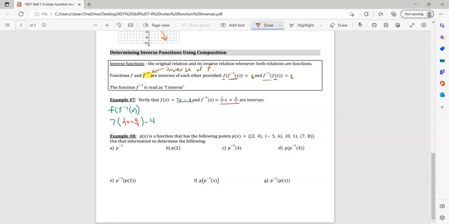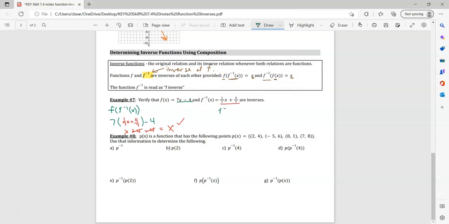Now when I distribute here, 7 times the 7th, the 7's will cancel, so I get 1x. 7 times 4/7, the 7's cancel, and I just get plus 4. And then I can see the plus 4 and the minus 4 cancel out, so all I have is x. Woohoo, that means we have inverses. Those are inverses. We can also do this the other way around.